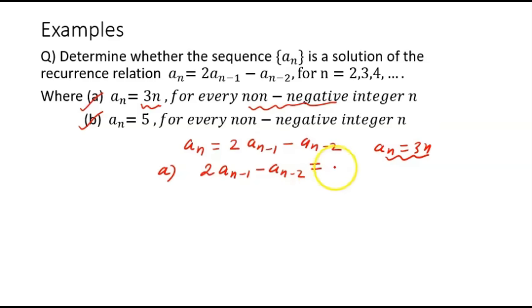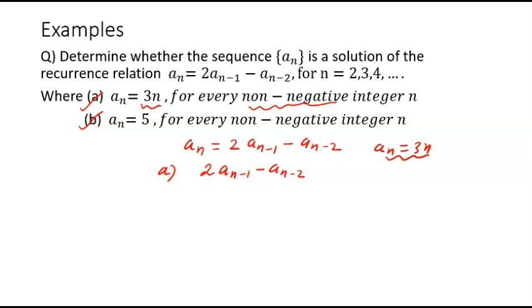So this will give me what? This will be giving me twice of 3 into n minus an minus 2 will be 3. Okay, sorry, let me correct it. I made a mistake here. Let me quickly write here in the bottom.